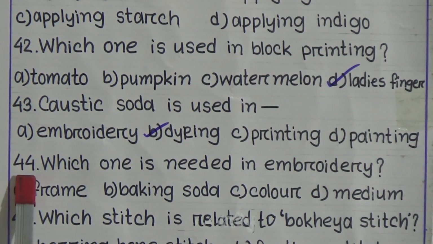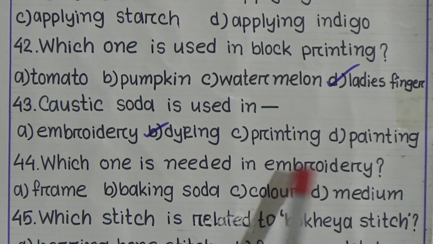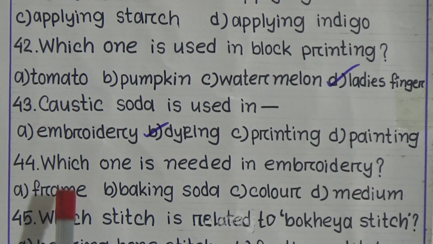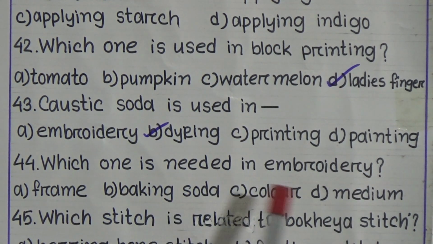Now, question number 44. Which one is needed in embroidery? Options are frame, baking soda, color, medium. Here, our answer will be option A, frame.